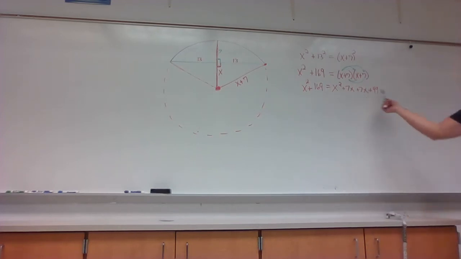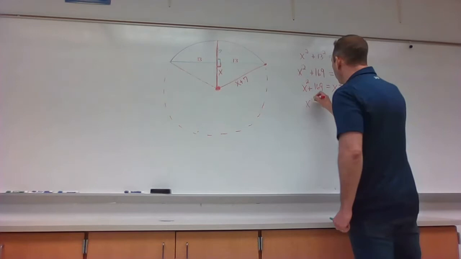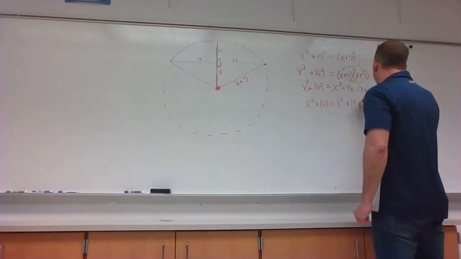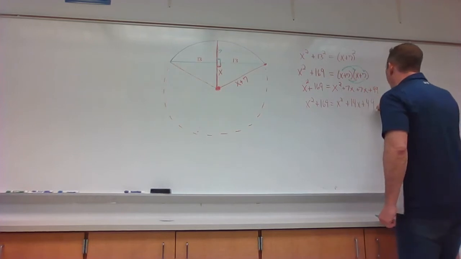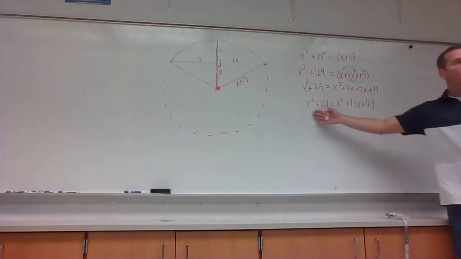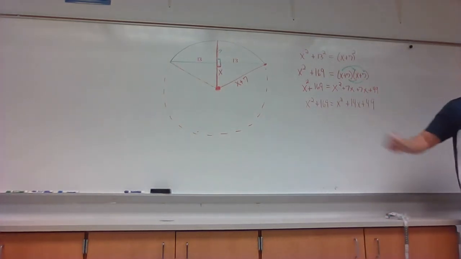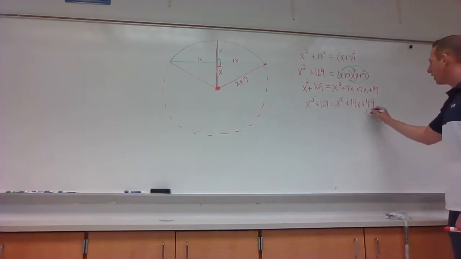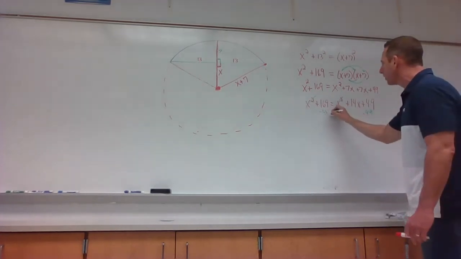All right. So now I'm going to combine like terms. I've got x squared plus 169 equals x squared plus 14x plus 49. We're solving this equation for x. So what's the next step? We can cancel out the x squared. If we subtract x squared from both sides, those are gone. Now we can just get the x by itself. So minus 49, both sides.